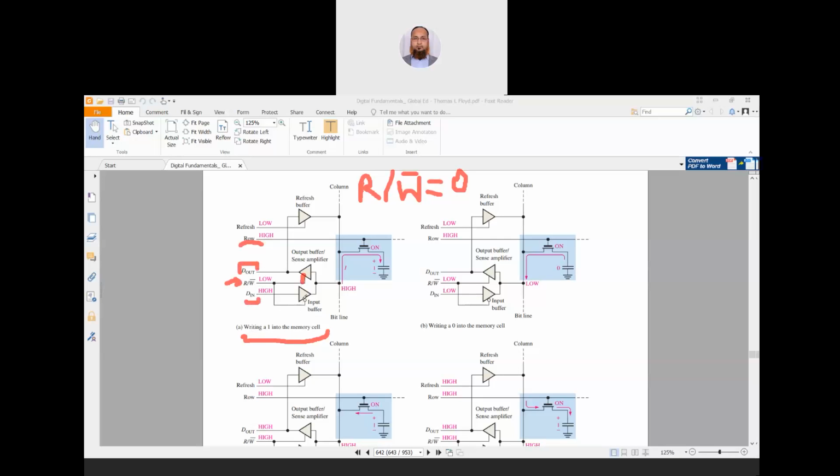So we are writing a 1. We want to store a 1 here, so we will apply a high signal at the input data because we want to write the 1. Then the read signal is kept low, so we are going to perform the write operation.